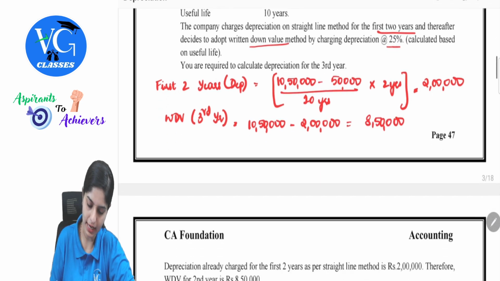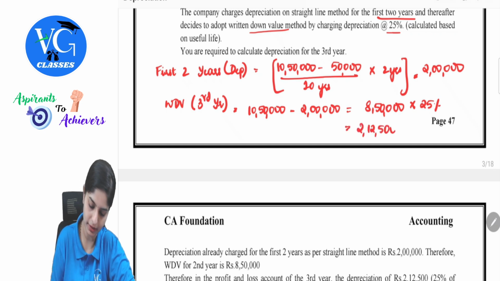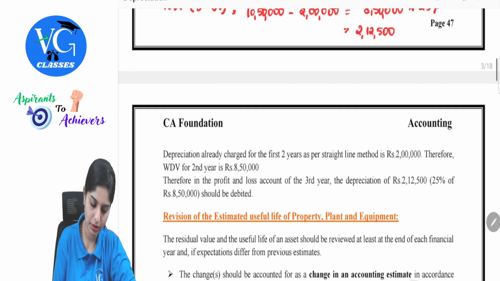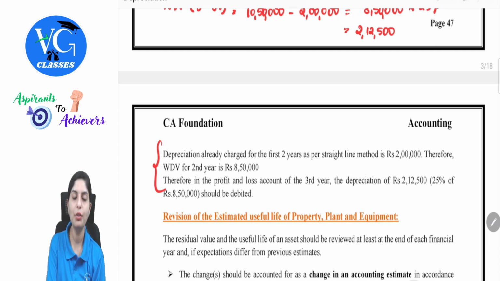On this, I will start charging depreciation at 25%. So for third year, the depreciation will be 2 lakh 12,500. So those things are only mentioned here. I hope you understood how to calculate depreciation when there is change in the method.